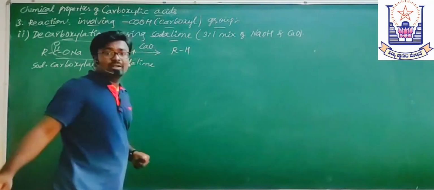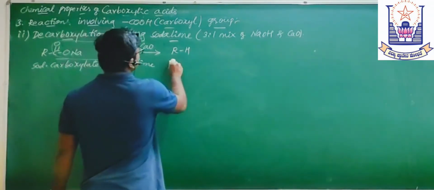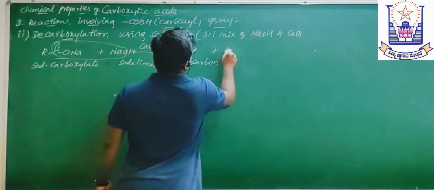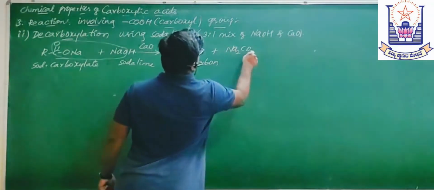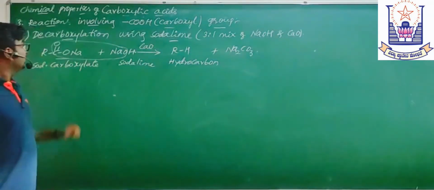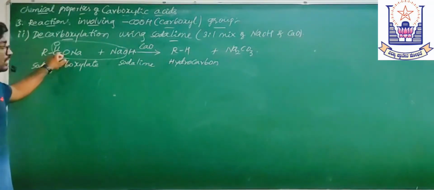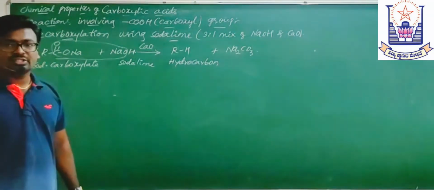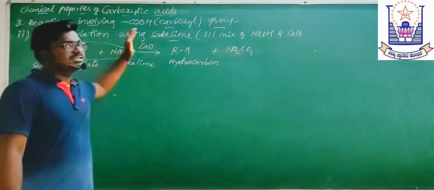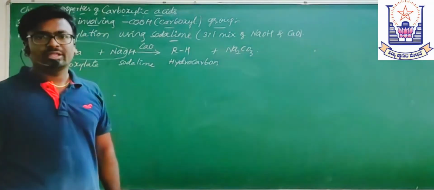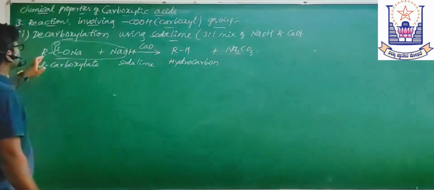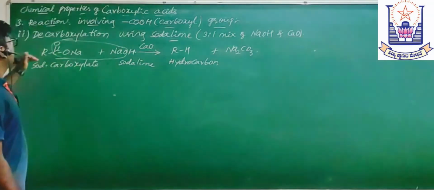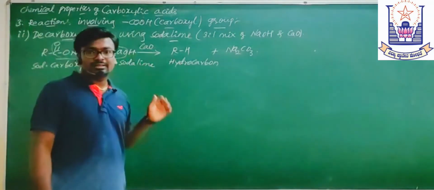So what is called hydrocarbon? You are going to get the hydrocarbon as the product. And what is the byproduct? Sodium carbonate. The removal of carboxyl group is called as decarboxylation. This can be achieved by treating the carboxylic acids with the soda lime. Here you can convert the sodium benzoate to benzene also, and sodium ethanoate to the methane also.